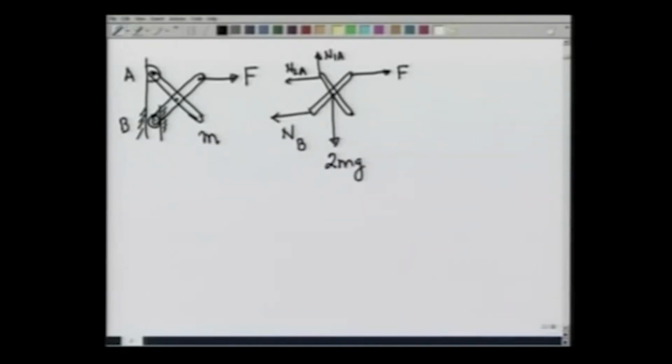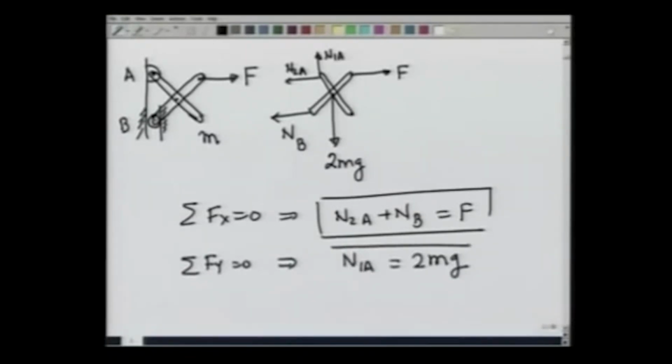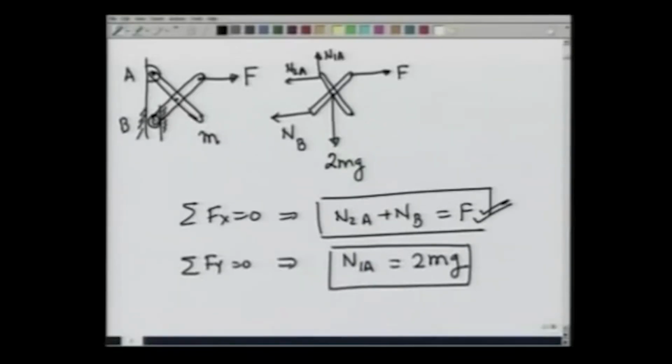If we were to bring this in equilibrium, summation Fx equal to 0 would give me N2A plus NB equals F. That's one equation. Similarly, summation Fy equal to 0 would give me N1A equals 2mg. Remember what we are after. We are after calculating this force F required to keep the entire system in equilibrium.